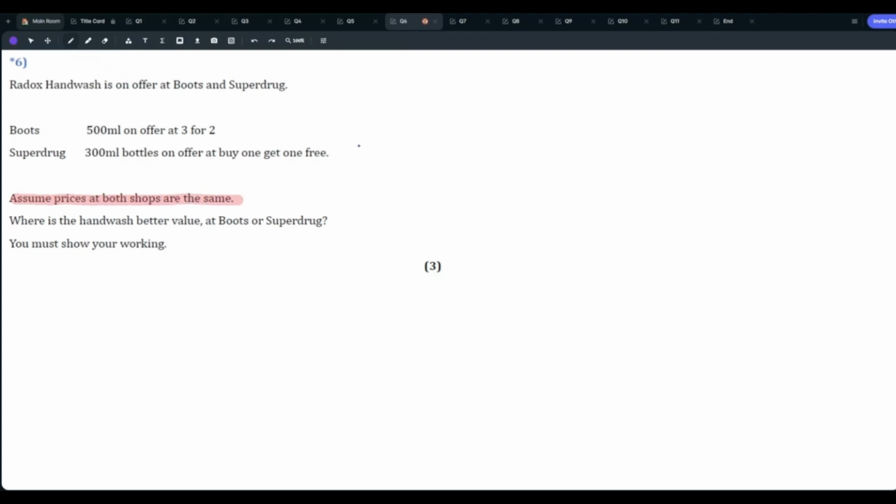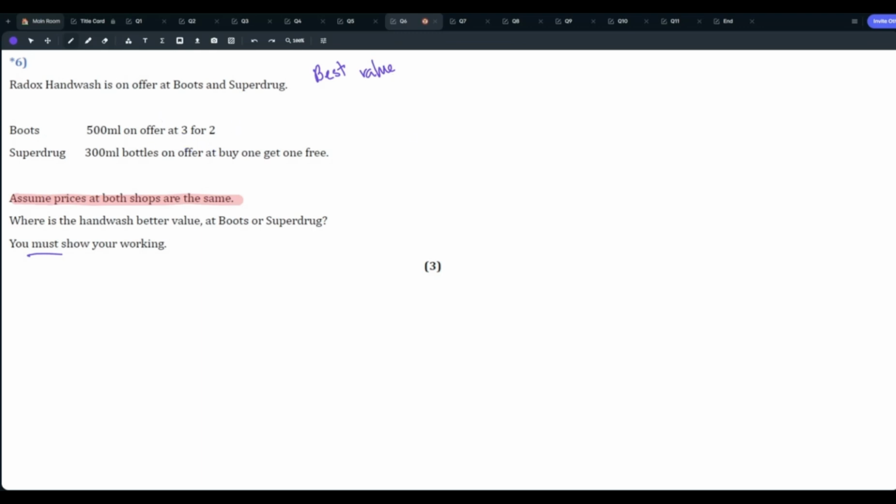Where is the hand wash better value, at Boots or Superdrug? You must show you're working. That's very important, because if you just choose Boots or Superdrug without working, you will get no marks at all. So this is a best value type question, where we're comparing values for more than one shop.